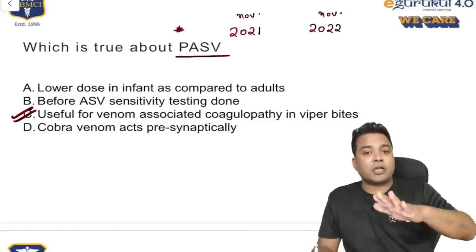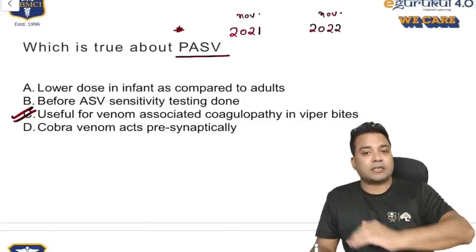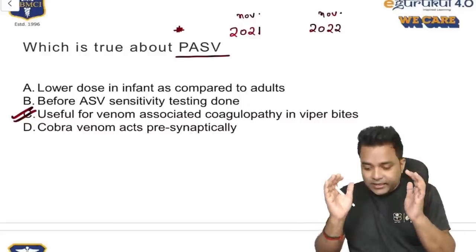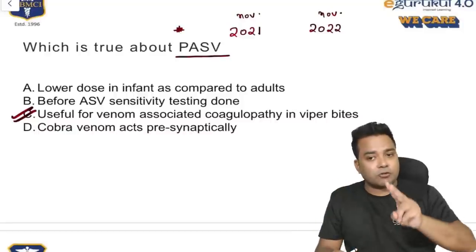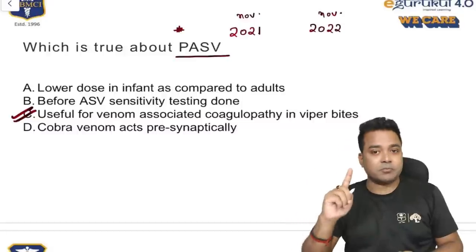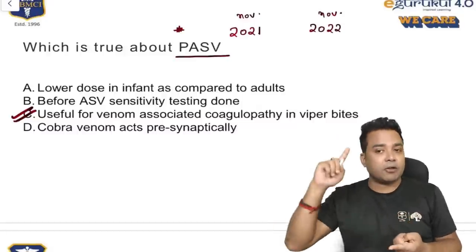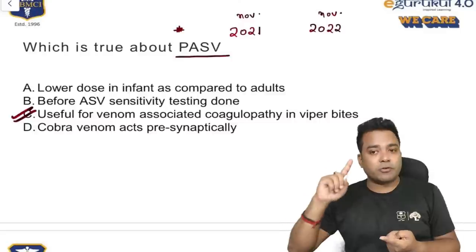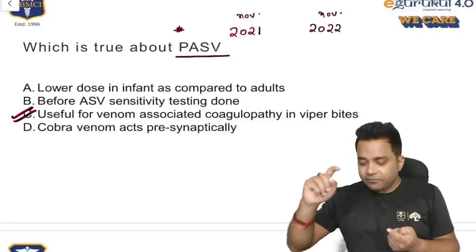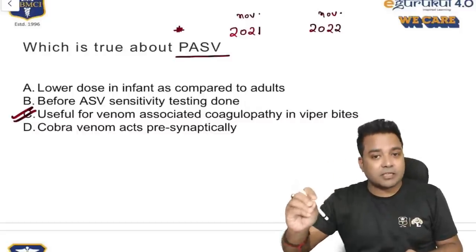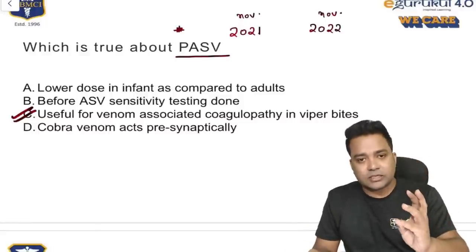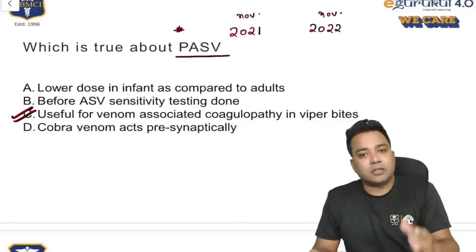Never waste your time in doing any sensitivity testing. Before giving ASV, what is the indication to give ASV? There are two indications. One is increasing local bite site symptoms of toxicity, like increasing reddening over a period of time, increasing swelling over a period of time. So that is one indication. Or if there is any sign of systemic toxicity, be it neurotoxicity, vascular toxicity, or muscular toxicity.